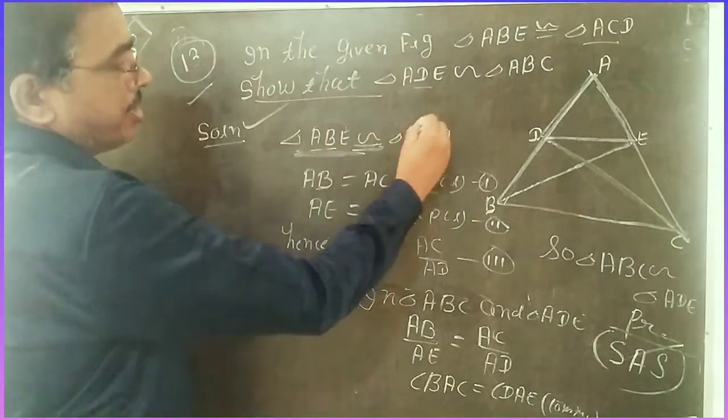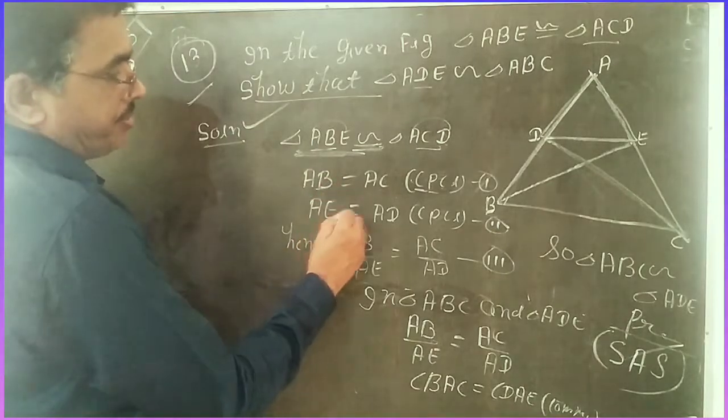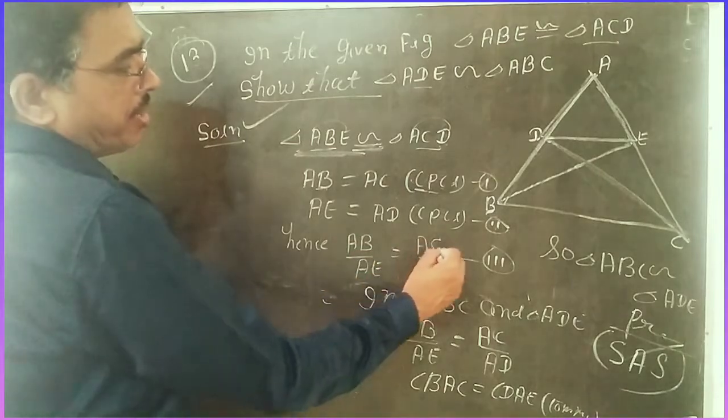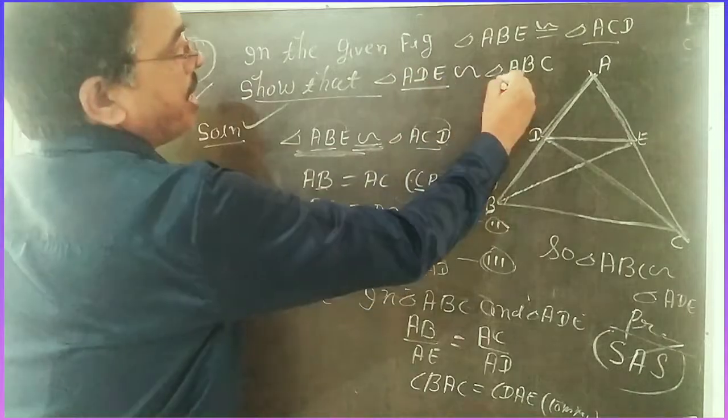Similarly, AE is equal to AD. I write it, and divide them by each other. First equation, I write the second equation and divide them. AB by AE is equal to AC by AD. That is equation 3. And now find the relation between ABC and ADE.